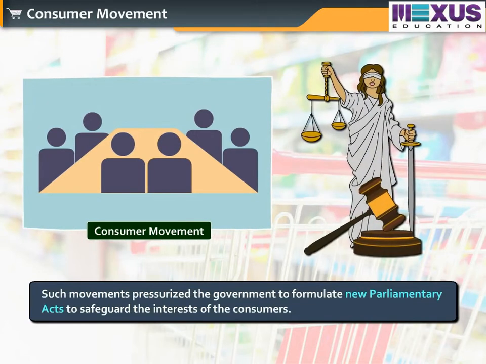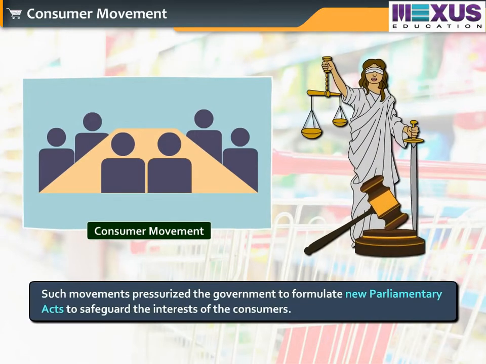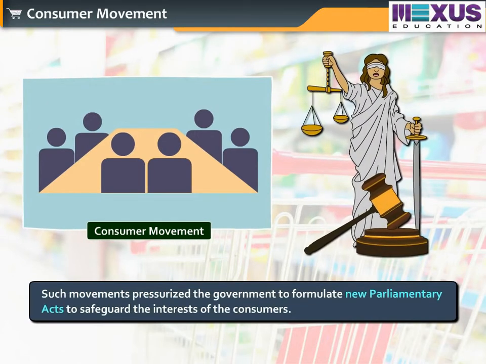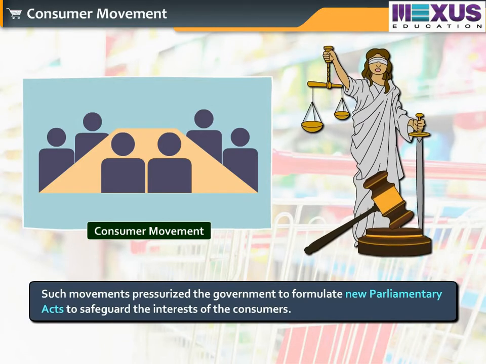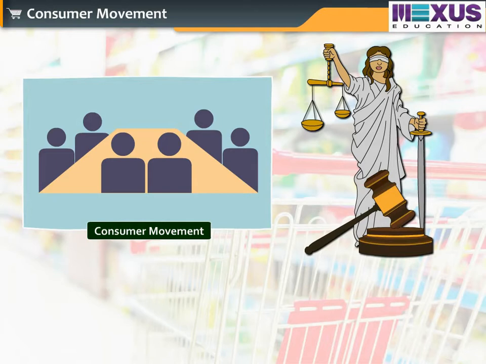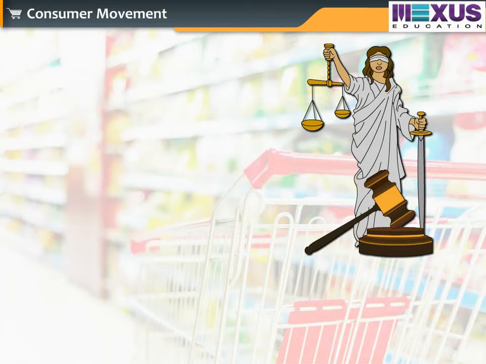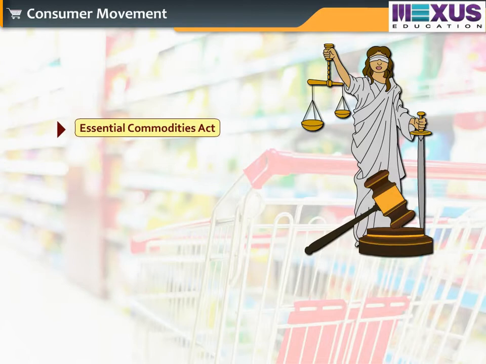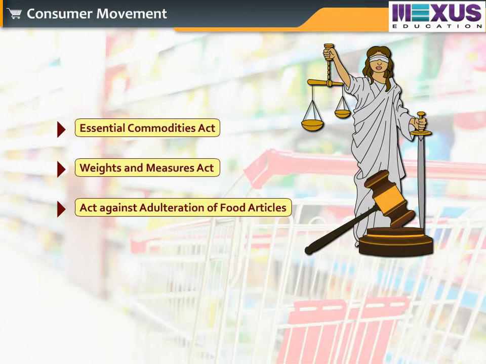Such movements pressurized the government to formulate new parliamentary acts to safeguard the interests of the consumers. In the last 5 decades, 30 acts have been implemented. For example, Essential Commodities Act, Weights and Measures Act, Act Against Adulteration of Food Articles, Government of India Act, 1986, etc.